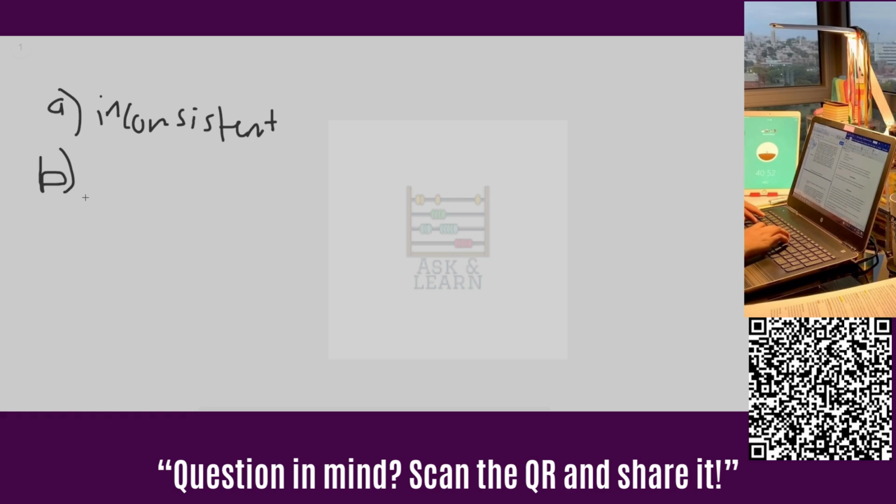Letter B says that a nitrogen atom has 7 protons in its nucleus and 7 electrons outside of its nucleus. So this is consistent with Rutherford's theory. And that is because Rutherford's theory says that the number of electrons and the number of protons are equal in a neutral atom.